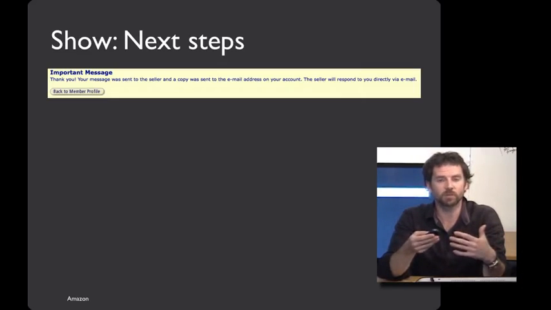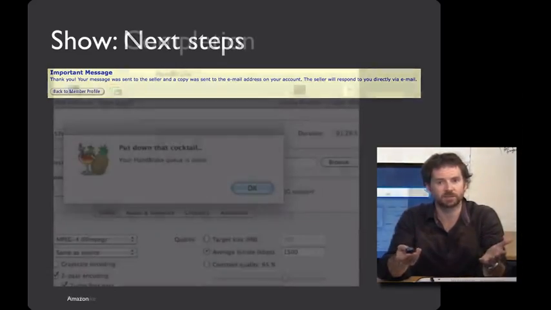So we're letting the user know what's going to happen next. That's important because otherwise you can wonder, was the message actually sent? Or did anybody get it? Or when they receive it, what are they going to do? This lays out very clearly what has happened and what will happen next.